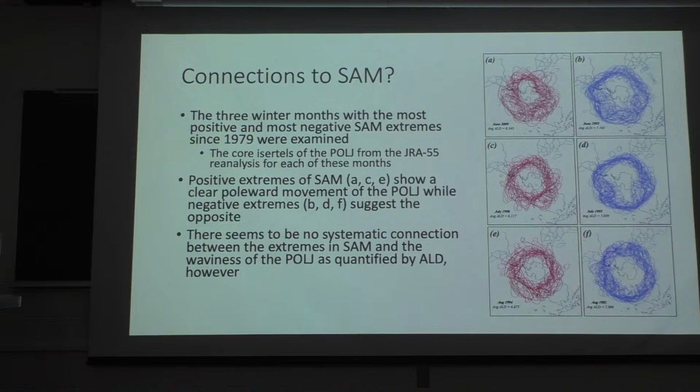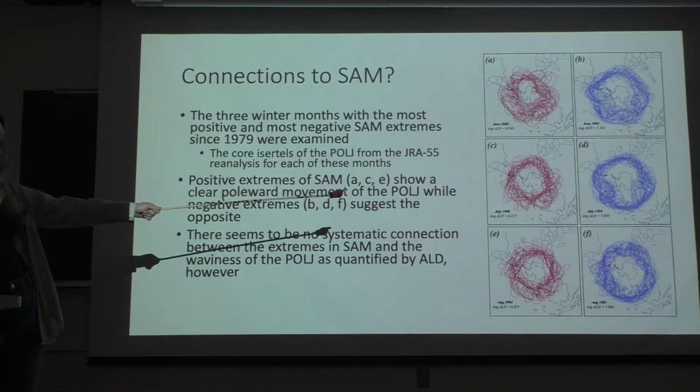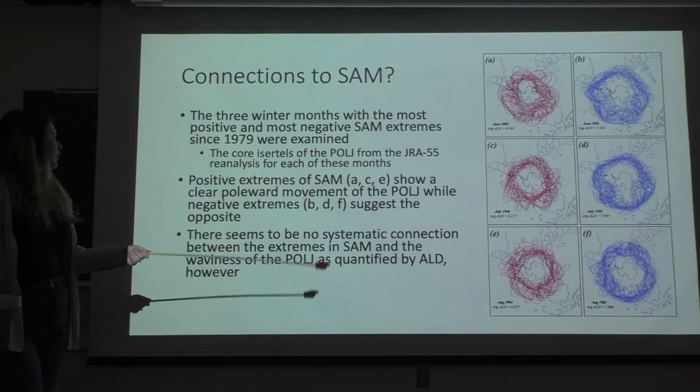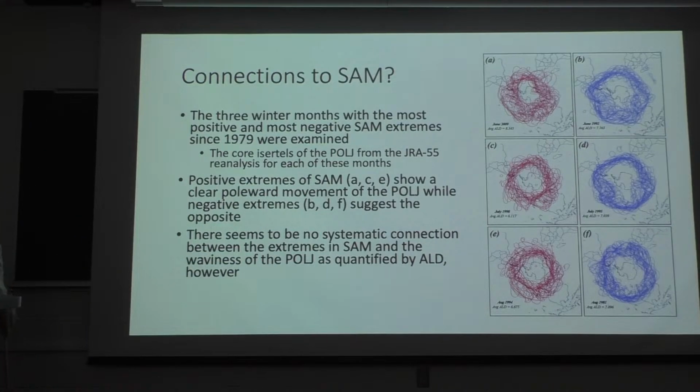The 3 winter months with the most positive and most negative SAM values since 1979 were examined, and the core isotachs of the polar jet stream from the JRA-55 analysis for each of these months were plotted. And so the positive extremes of SAM in the first column show a clear poleward movement of the polar jet stream, while negative extremes suggest the opposite. And there seems to be no systemic connection between the extremes of SAM and the waviness of the polar jet as quantified by ALD, however.